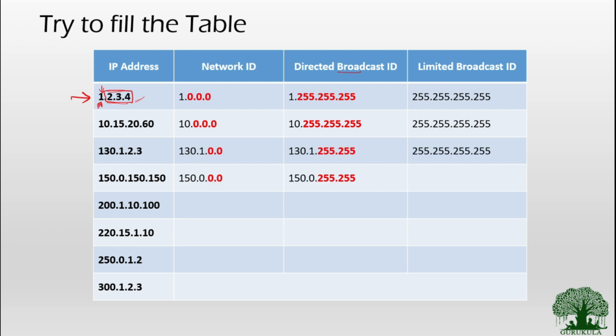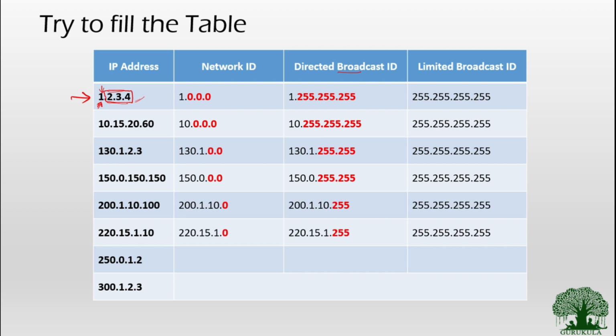Now I will reveal the answers for all the rows, so that you can have a clear understanding of what directed broadcast is and what limited broadcast is. Now an interesting thing comes. What will be the answer for 250.0.1.2? This does not belong to class A, class B or class C. So the net ID and broadcast ID are not possible as far as this IP address is concerned.